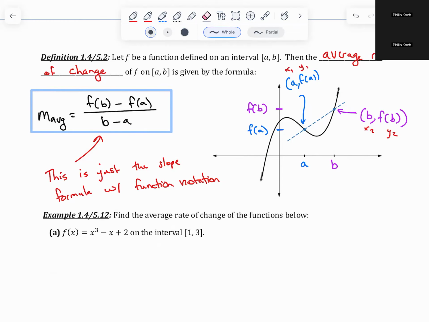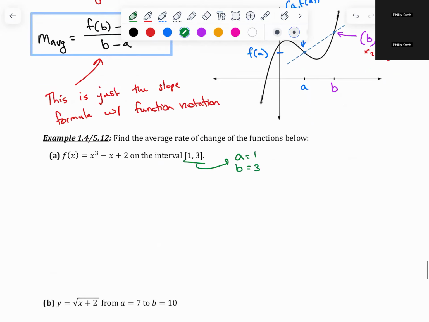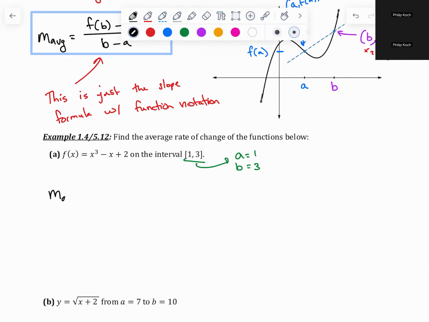Find the average rate of change of the function on the interval 1 to 3. By saying the interval 1 to 3, it's telling us that a is equal to 1 and b is equal to 3. So m sub avg, there's a reason why we use m, by the way. It's because it's a slope. It's just the slope formula, we just use function notation. So it would be f of 3 minus f of 1 divided by 3 minus 1.